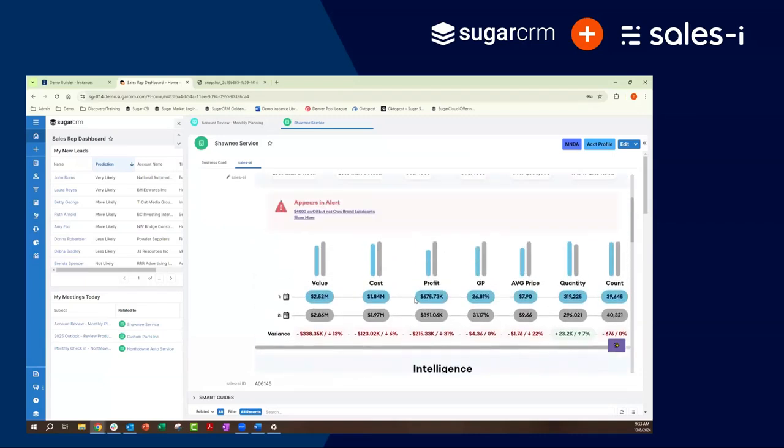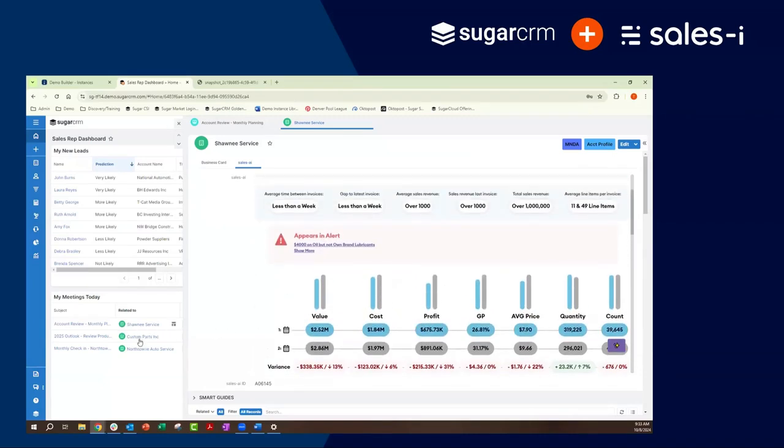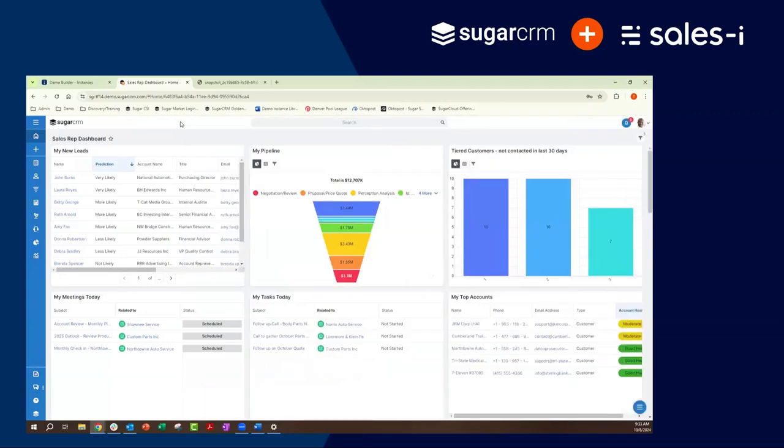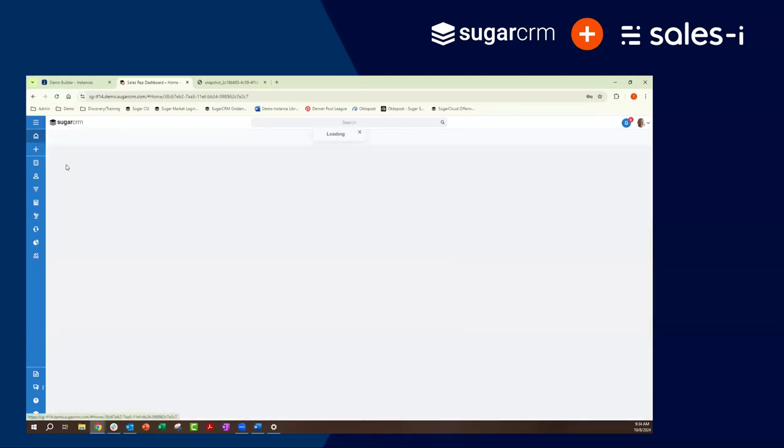Now, this is more from a sales rep perspective, right? I'm drilling into my top accounts. I have my scheduled meetings today with my main customers, and I want to understand their individual account. Now, when it comes to a sales leadership perspective, where I want to understand trends and gaps within all of my sales department, and even different branches, I'm going to switch gears over to that persona of being in a leadership position.